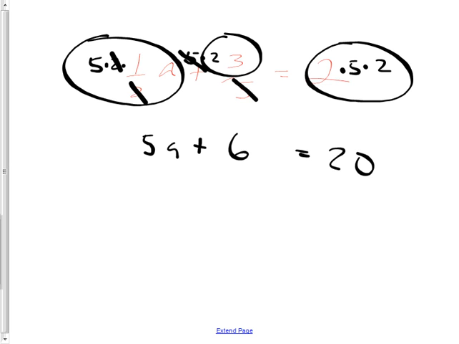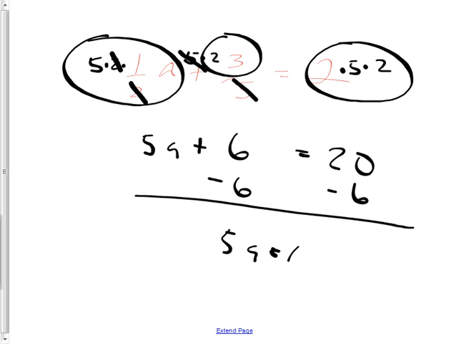Subtract 6, divide by 5. Isn't that a bit easy from there? So all I had to do was that one thing, and it turned it into a really simple equation. Okay, so again, in case you don't get what I mean, to finish it, you go like this: 5a equals 14, a equals 14 fifths.